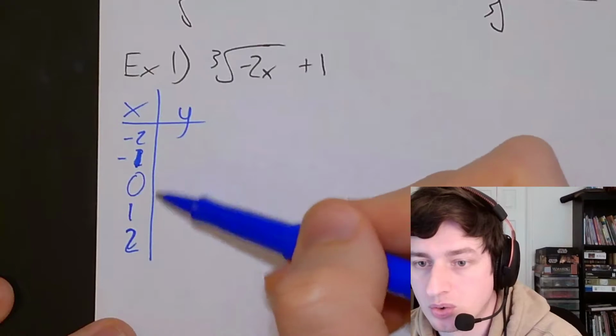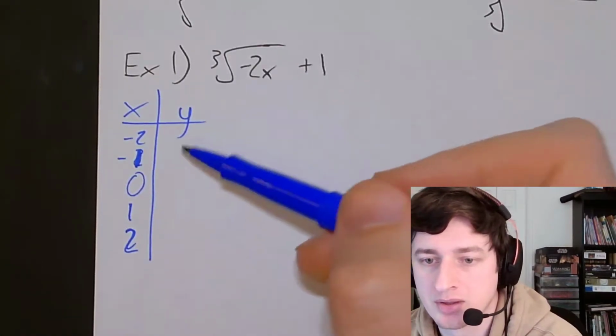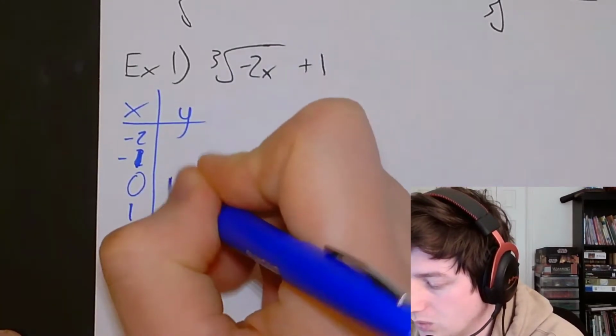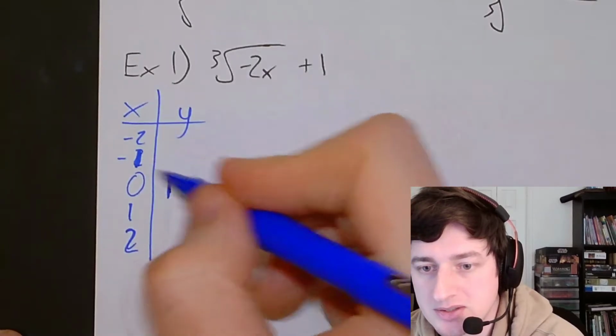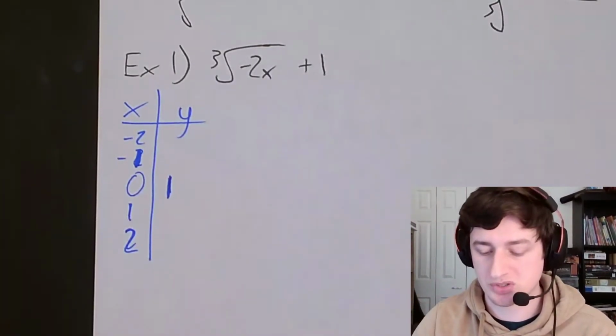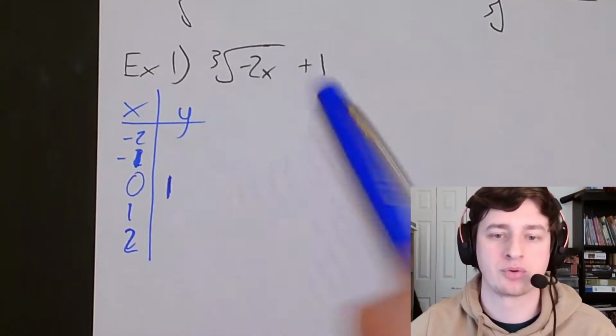We're going to need a calculator because we're doing the cube root of -2 times something. The only one of these that's going to come out easily by hand is the 0. If I put 0 in here and I add 1, we just get 1. The rest of these all are going to take a calculator. So I'm just going to type this into Desmos and change this x until I have all 4 numbers.